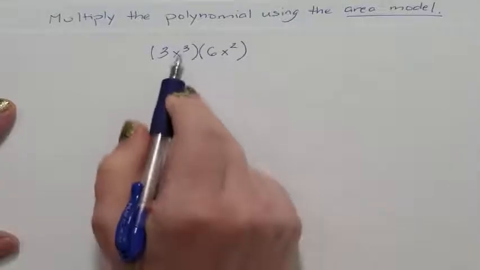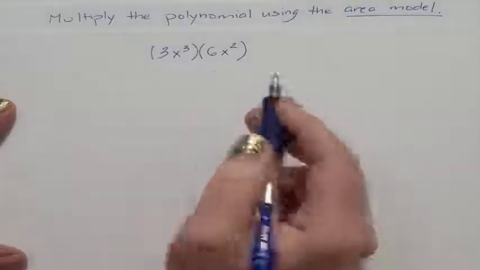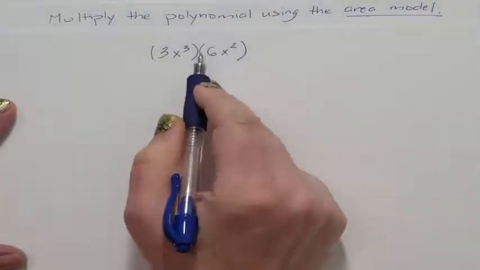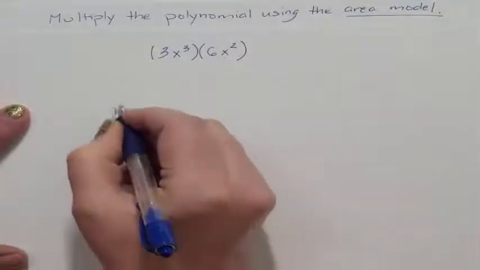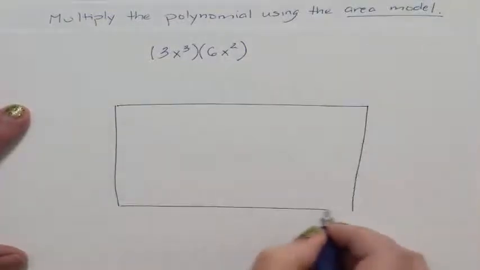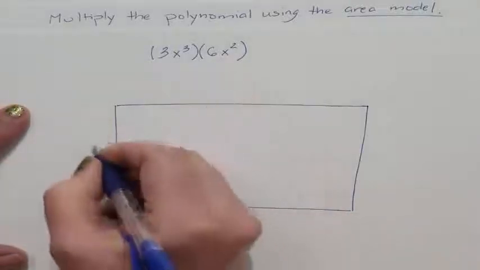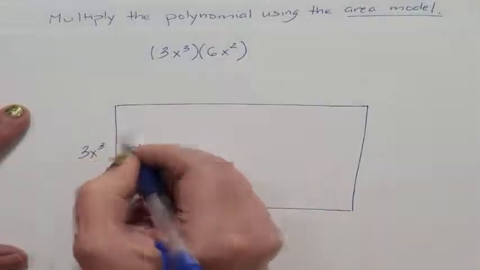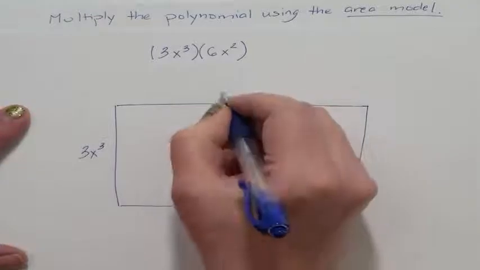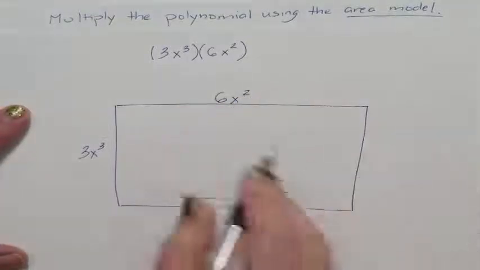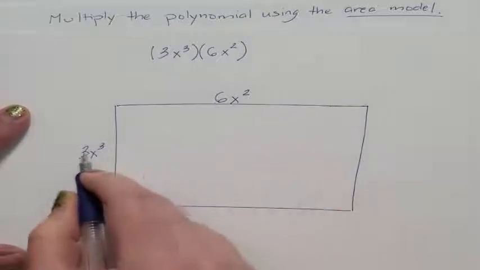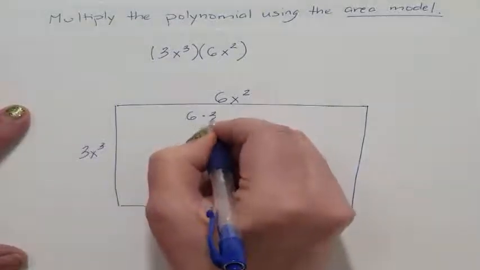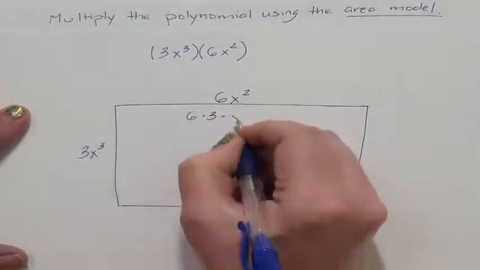Our next example problem, this parenthesis is supposed to represent one side, and this parenthesis is supposed to represent the other, because we are told to do the area model. And since there's only one term on this side, there's my one term. Since there's only one term on that side, here's my one term. So we're supposed to multiply these together to figure out the area of this. So it's supposed to be 6 times 3, and the x's actually get multiplied.